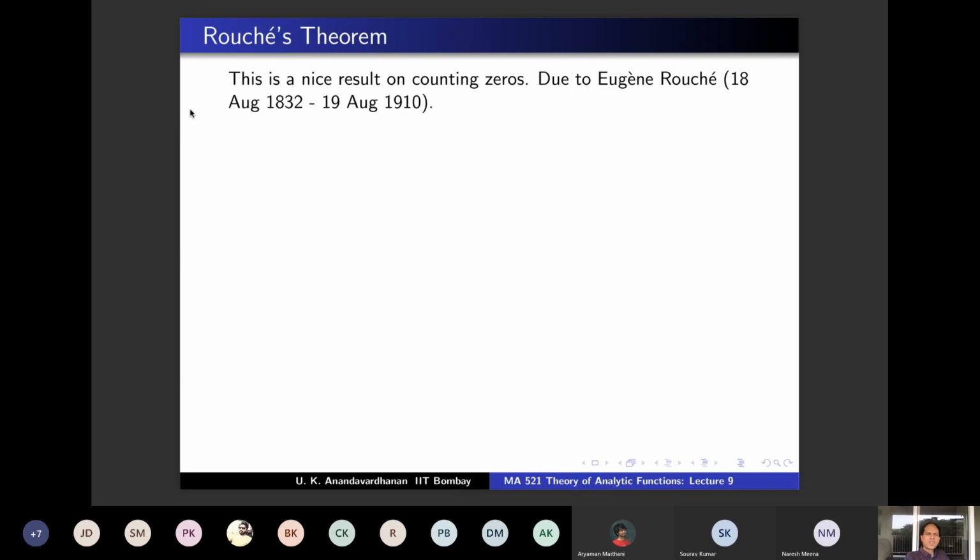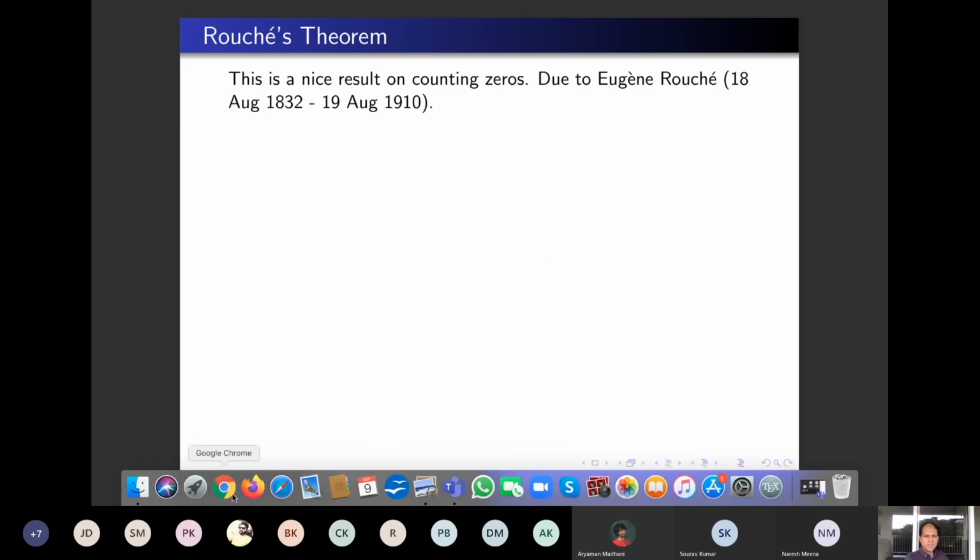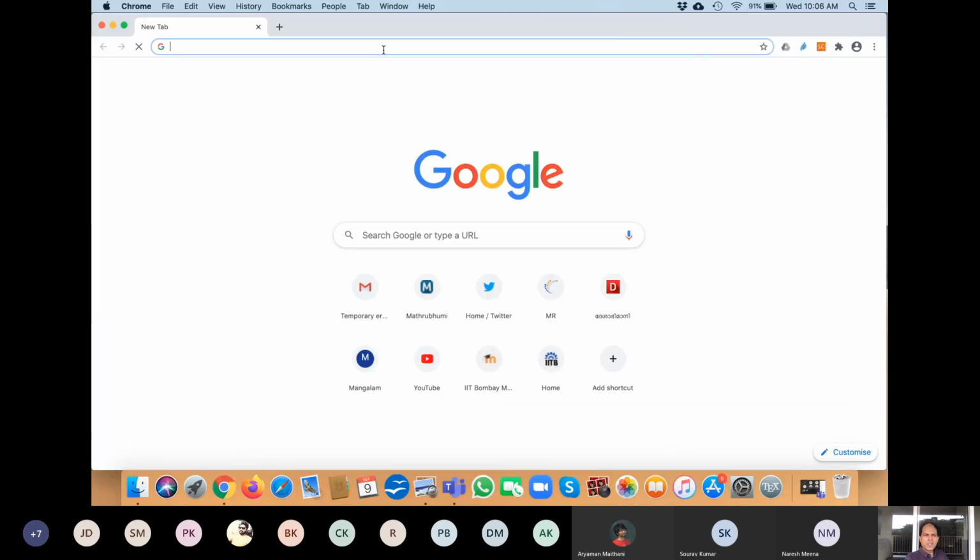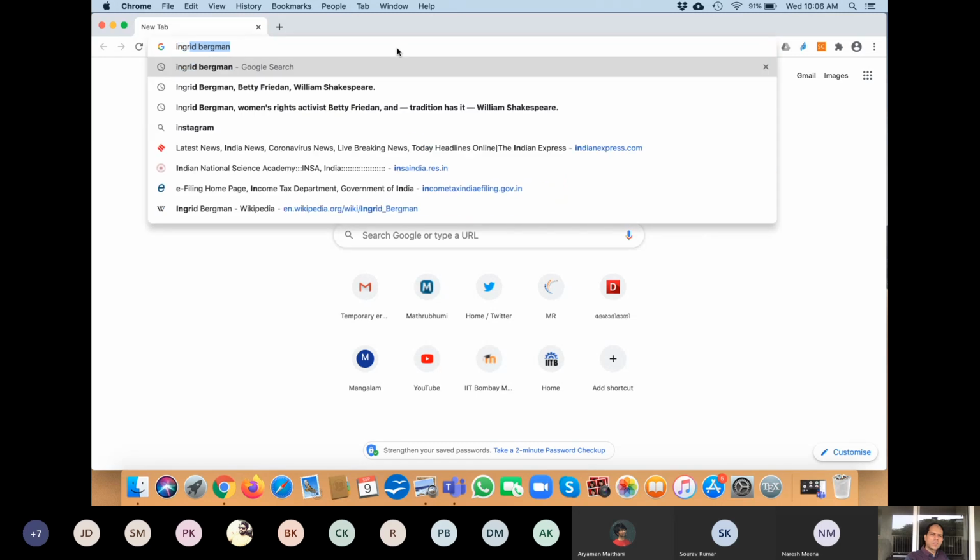But I noticed that there's this famous actress Ingrid Bergman. How many of you have heard this name? Ingrid Bergman. We have some time, so let me share my screen. Now you should be seeing my Google page. Is that correct? Whatever I share on desktop, you can see. I searched it yesterday, so it should come.